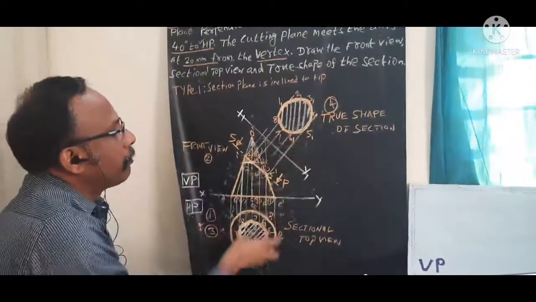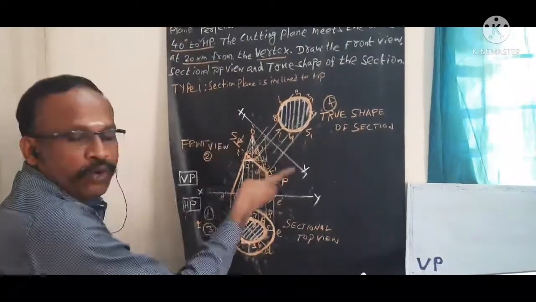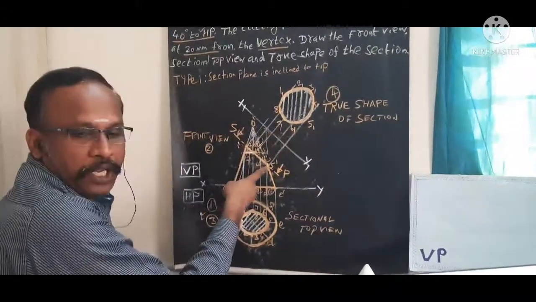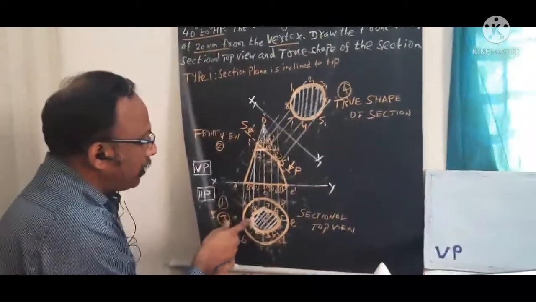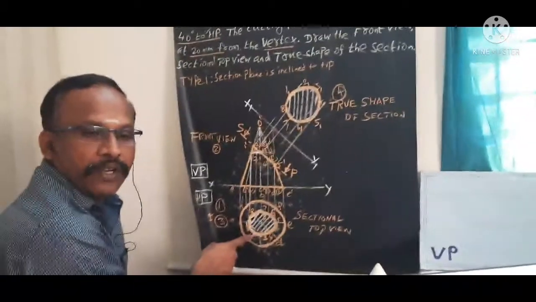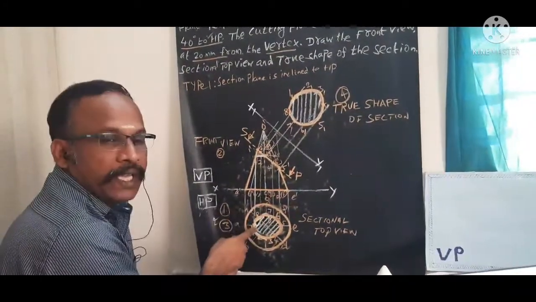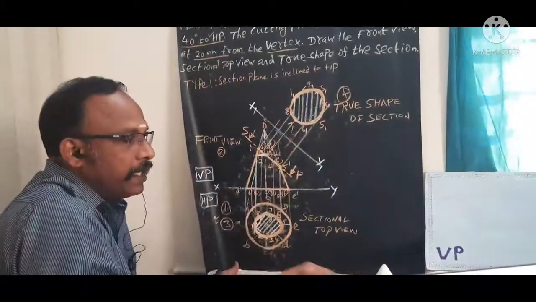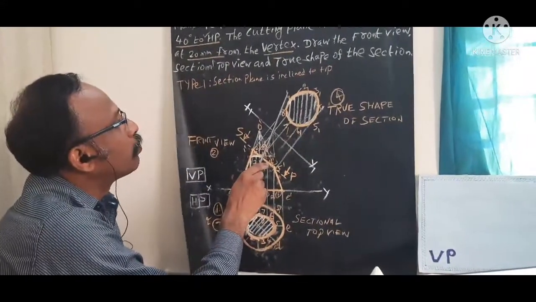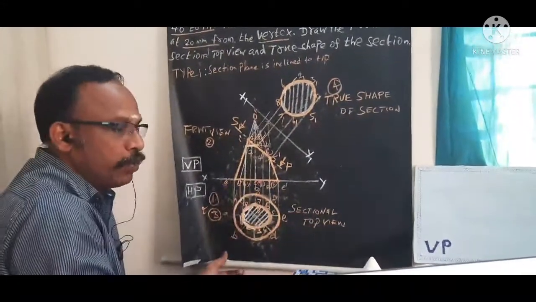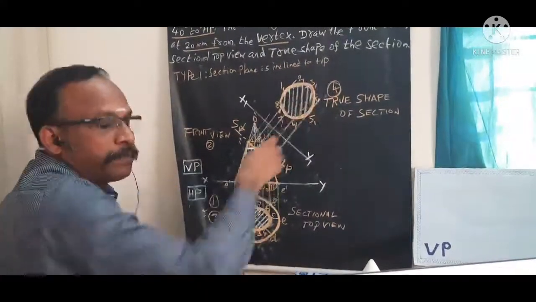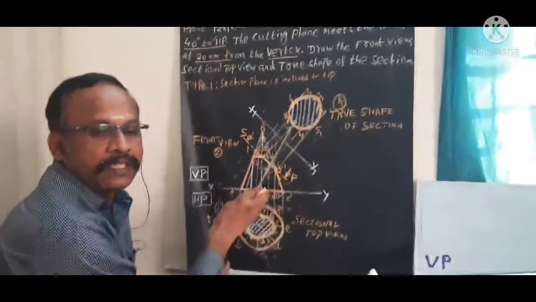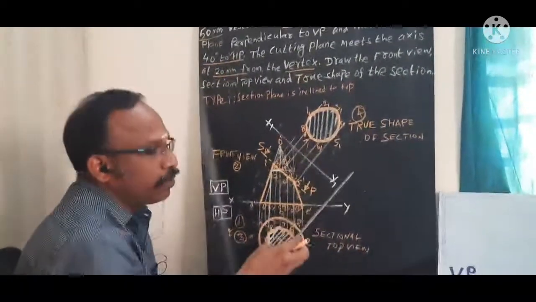Then coming to step number 4, draw another reference line X1, Y1 parallel to SP, right? And draw perpendiculars to all cutting points, right? Now take the measurement of all the cutting points in the sectional top view from XY. Then you transfer through compass on the corresponding projection line. Then give the names as 1 1, 2 1, up to 8 1. You need to join all these points by French curve. Then we get some elliptical shape like this. So this we call the true shape of this.